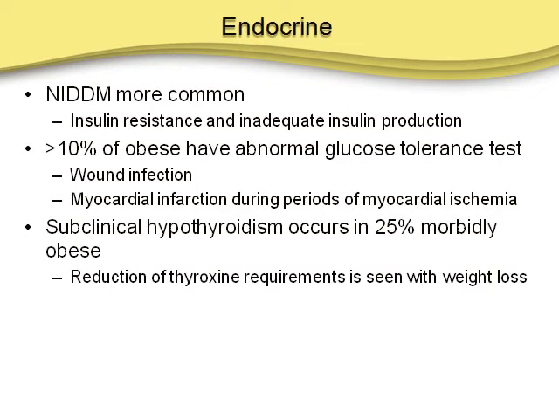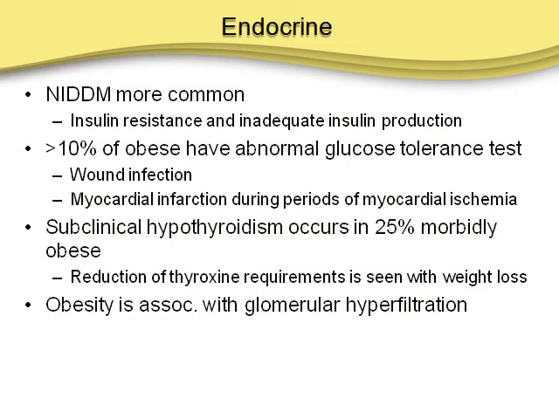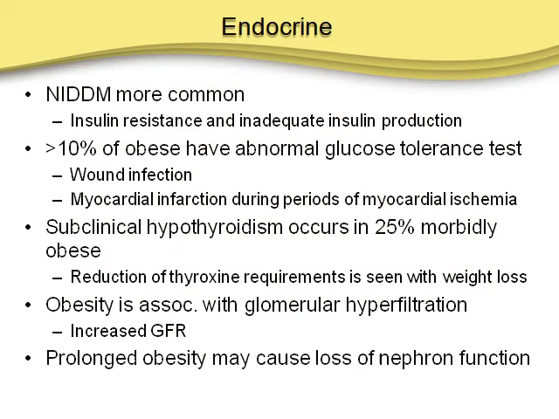Hypercholesterolemia, gout, osteoarthritis, back pain, hepatic impairment, gallstones, abdominal hernias, and breast and endometrial malignancies are all more common in the obese. Obesity is also associated with glomerular hyperfiltration as evidenced by increased renal plasma flow and an increased GFR. With prolonged obesity, there may be a loss of nephron function with further increases in arterial pressure.